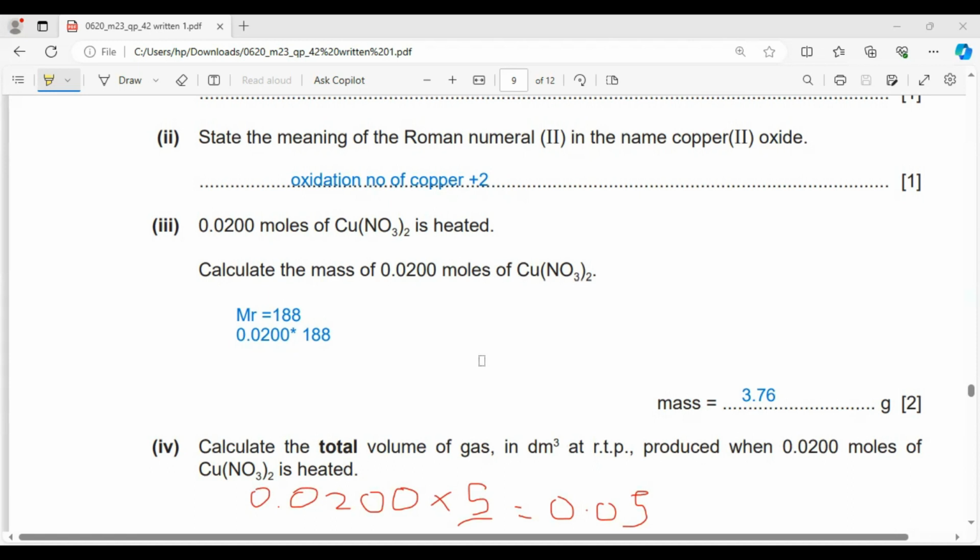0.0200 moles of copper nitrate is heated. Calculate the mass of 0.0200 moles of copper nitrate. First of all, we have to find out the molar mass of copper nitrate. By adding all the atomic masses, we get the total 188. In this case, the formula of moles is equal to given mass upon molar mass. As moles is given and molar mass is given, we have to find out the mass. So we will multiply moles into molar mass, which will give us 3.76 grams.